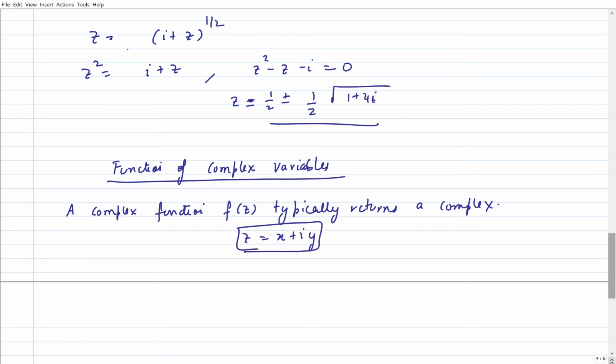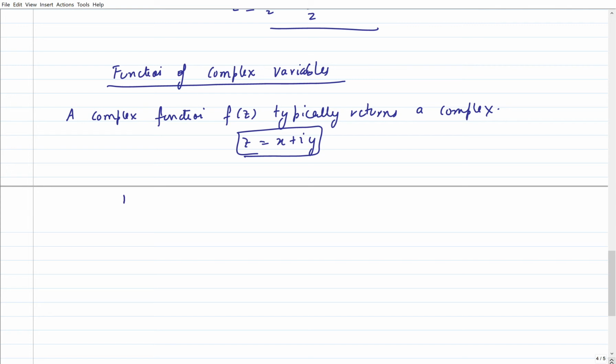So what do I have? In general, I write the complex number when it's input. I'll have another complex number, where u and v are some functions. So this is how I define a function of complex variables.